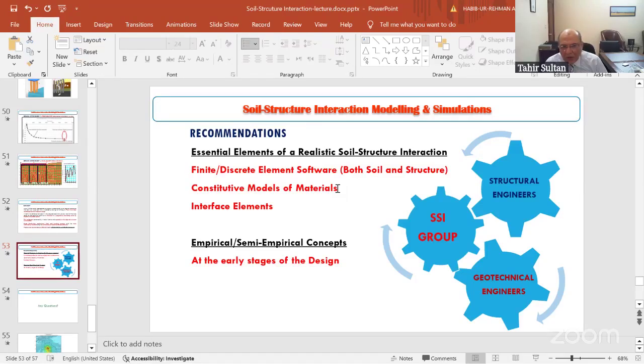And now the last question is from Engineer Nadeem. This is the last question. For weak soils with water table not more than 1 meter below ground level, what type of soil improvement technique will be more logical and economical?